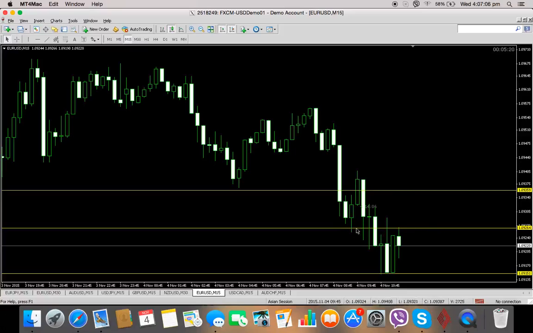So that was a support here, that was a support here, that was a support here. This candle broke through it. Okay, now this becomes a resistance line. For that, it's a resistance here. For that, it's a resistance here. Okay, I think that's just the psychology of the market and the traders behind it.